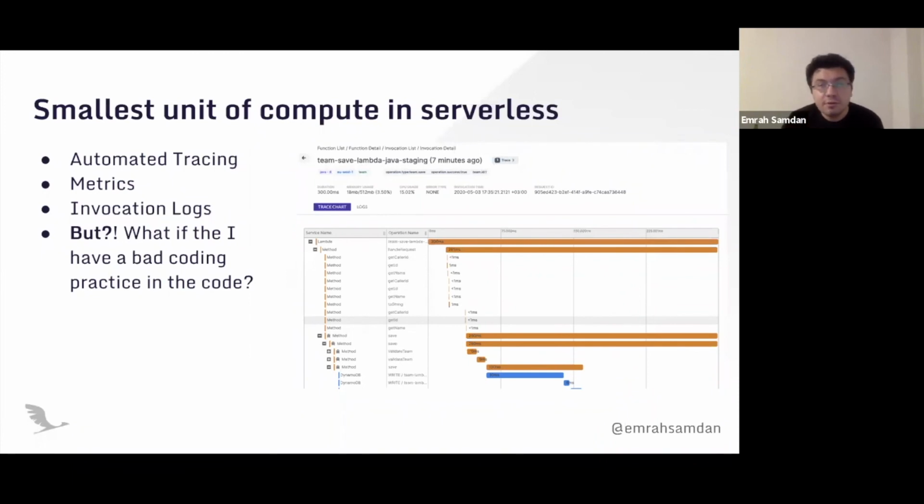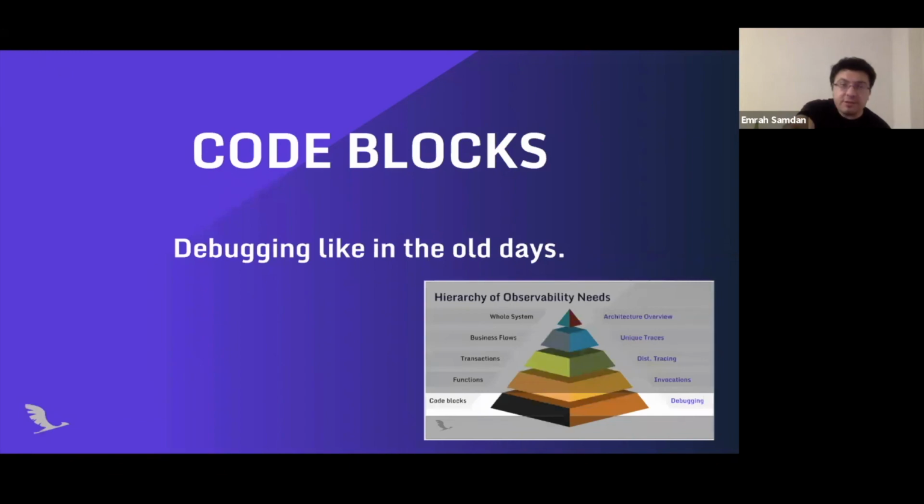So just like you can see how long it takes to get some values from some method, you can see metrics like memory usage or CPU usage, and you can reach out to logs and understand what's happening in the application. But at this point, we can ask ourselves, what if there's a bad coding practice? For this, you need to actually debug, like in the old days.